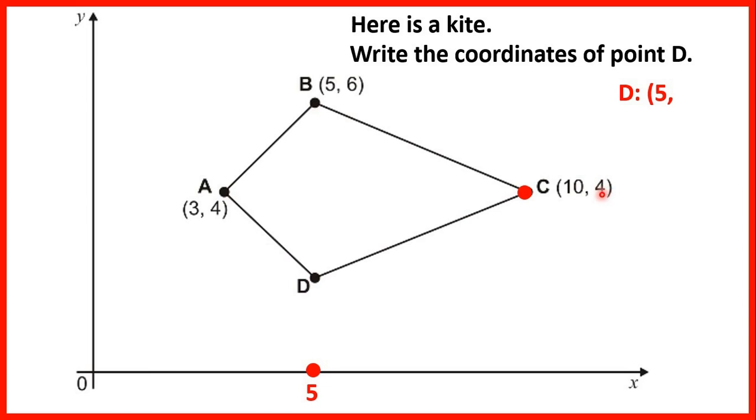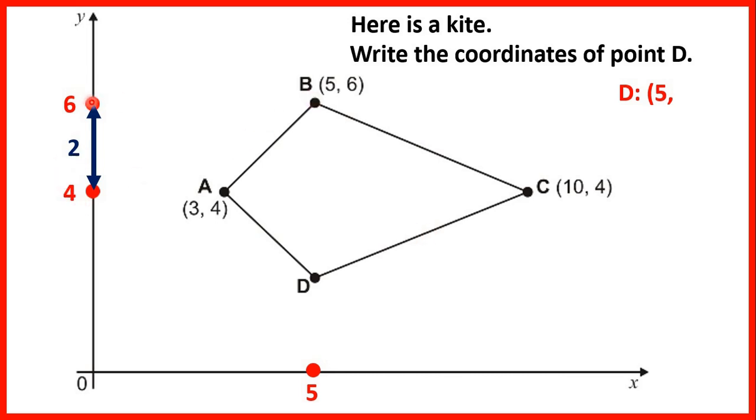The y coordinate of C is 4, and of A is 4, so this is a straight line. So we can write 4 on our graph here. And we also know that the y coordinate of B is 6, so we can plot 6 as well. Now the difference between 4 and 6 is 2. But we know that with a kite, we have a line of symmetry because this length is the same as this length and this length here is the same as this length.